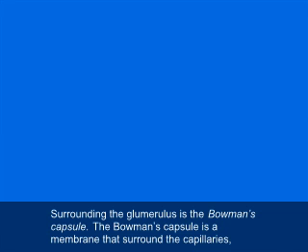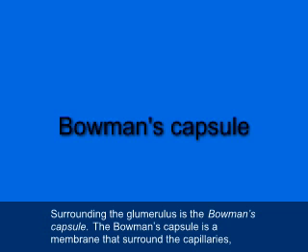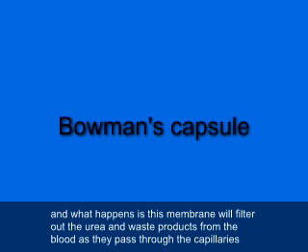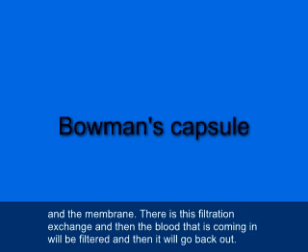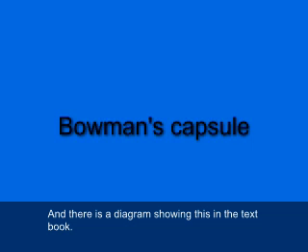Surrounding the glomerulus is the Bowman's capsule, capital B-O-W-M-A-N apostrophe S, capsule, C-A-P-S-U-L-E. The Bowman's capsule is a membrane that surrounds the capillaries. And what happens is this membrane will filter out the urea and waste products from the blood as they're passing through the capillaries and the membrane. There's this filtration exchange, and then the blood that is coming in will be filtered, and then it will go back out. And there's a diagram showing this in the textbook.